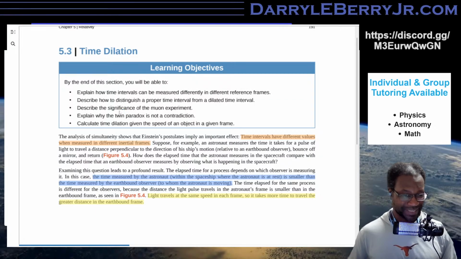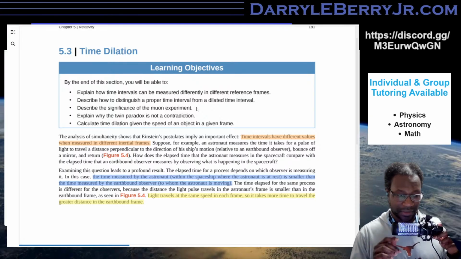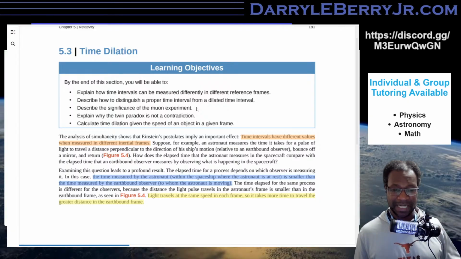So going on to the next section, time dilation. Explain how time intervals can be measured differently in different reference frames. Describe how to distinguish a proper time interval from a dilated time interval. Describe the significance of the muon experiment. Explain why the twin paradox is not a contradiction, and calculate time dilation given the speed of an object in a given frame.